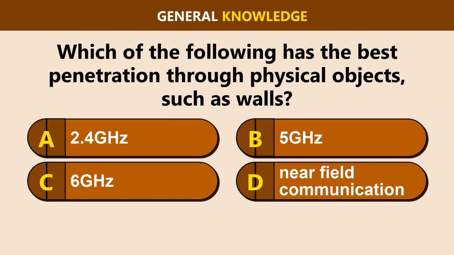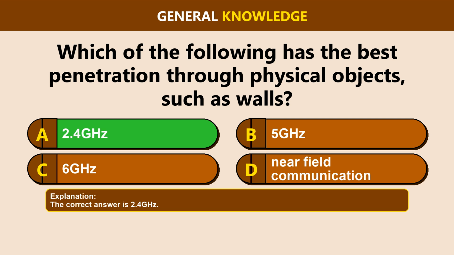Question 41. Which of the following has the best penetration through physical objects, such as walls? Option A, 2.4 GHz. Option B, 5 GHz. Option C, 6 GHz. Option D, near-field communication. The correct answer is option A, 2.4 GHz.